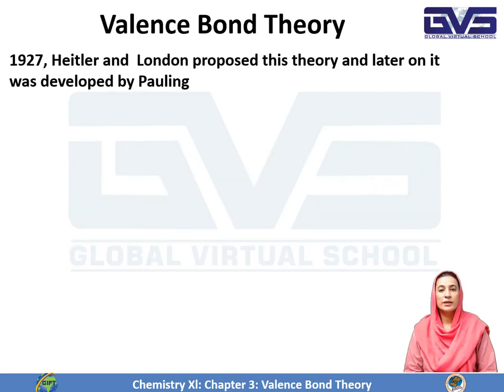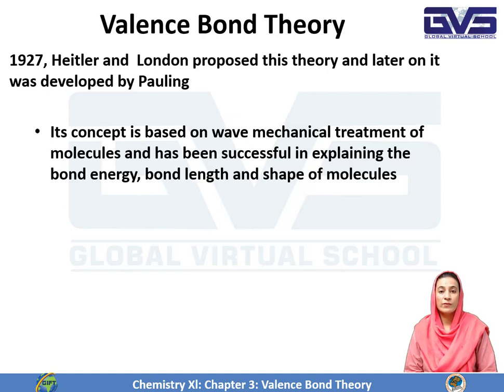Students, in 1927, first of all, Heitler and London proposed this theory, and later on it was developed by Pauling. According to them, the concept of Valence bond theory is based on the wave mechanical treatment of molecules, and this helps to successfully explain the bond energy, which is very important, bond length and shape of molecules. So the important features of molecules are bond energy, bond length and shapes of molecules. This theory helps to understand them on the basis of wave mechanical treatment of the molecules.